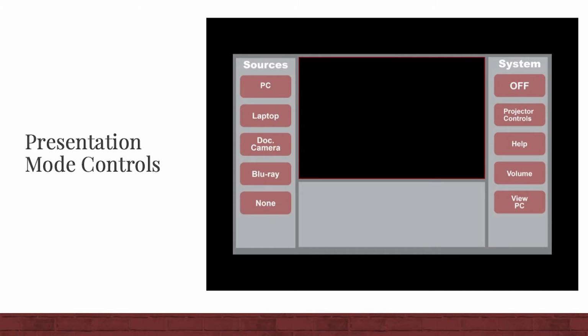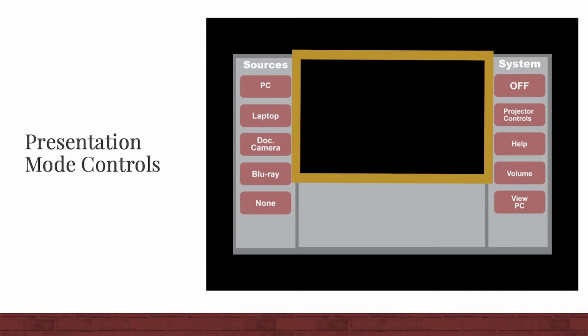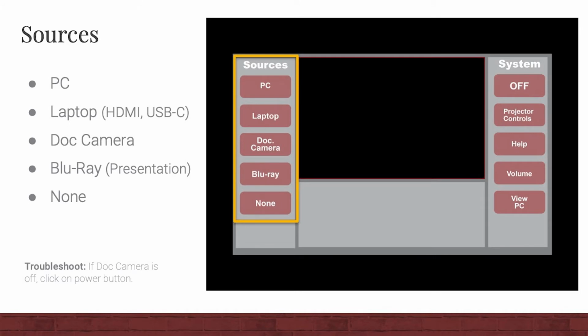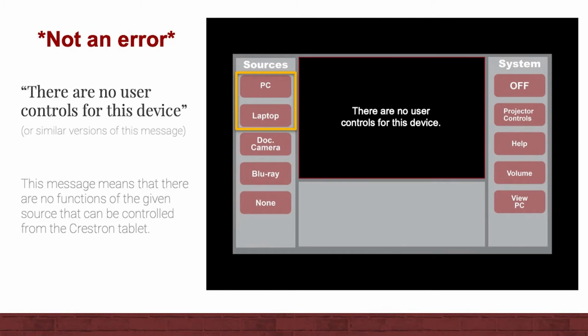Let's start with an overview of the presentation interface. Your sources are on the left and system settings are on the right, and controls for the settings will appear in the center of the screen. Presentation sources include PC, laptop with HDMI and/or USB-C inputs, dock camera, Blu-ray, and none. When PC or laptop are selected, there will be a note on the Crestron tablet stating that there are no user controls for this device. This is not an error. It is a notice that these sources have no further controls in the tablet.